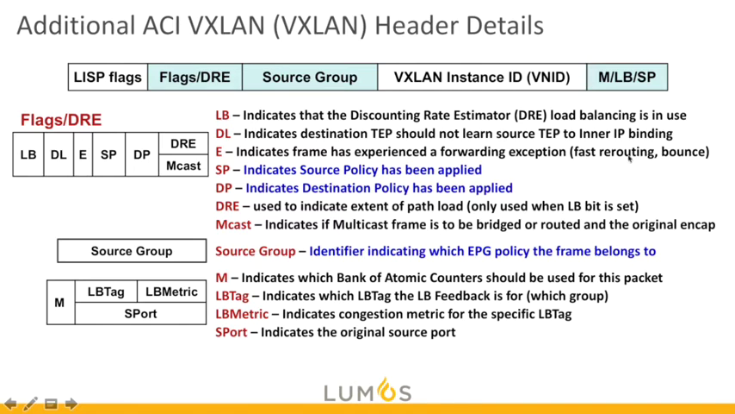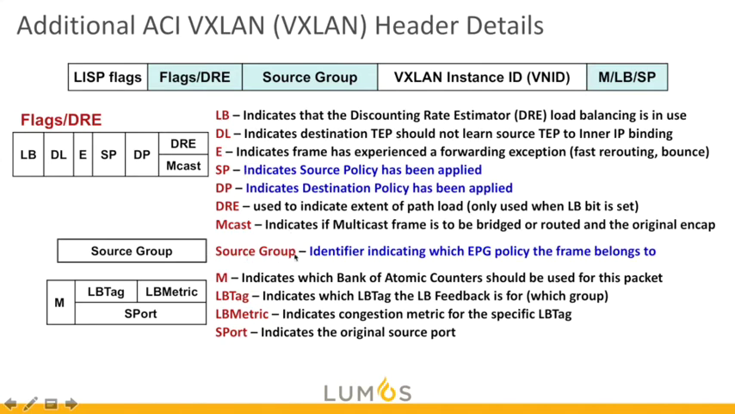For example, a vMotion. SP indicates the source policy has been applied, so that's our forwarding policy based on the source EPG. But sometimes we're not able to do that, and then DP indicates that we've applied it at the destination. DRE is used to indicate extended path load, but only if the LB bit is set, and we'll talk about that a little bit later. And then MCAS indicates if a multicast frame is to be bridged or routed and the original encapsulation.